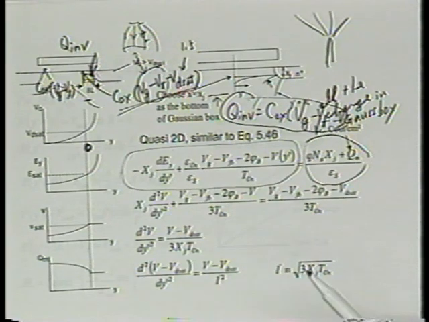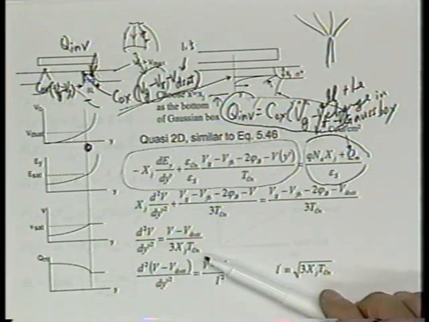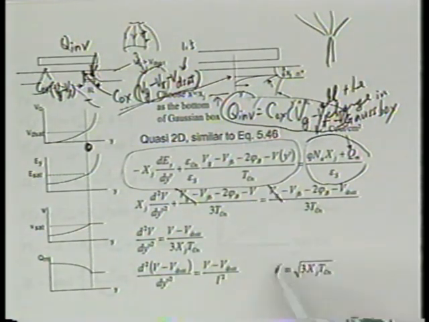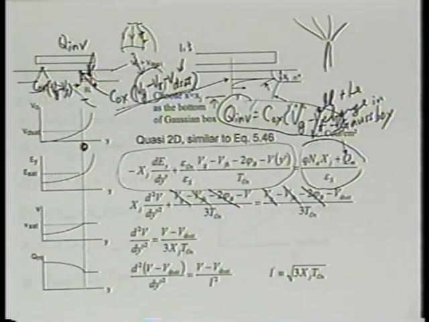Now the third step really is simple. You notice we can cancel out so many terms. Why? Because these two terms are identical, these terms identical, these terms identical. Do you see that? So we end up with d squared V/dy squared equal to (V minus VD set) over 3 times Tox times Xj. Xj moved to the right-hand side. Following what we're doing?